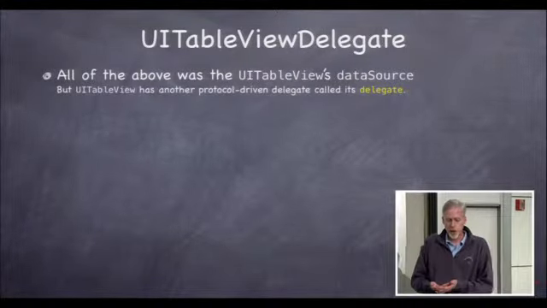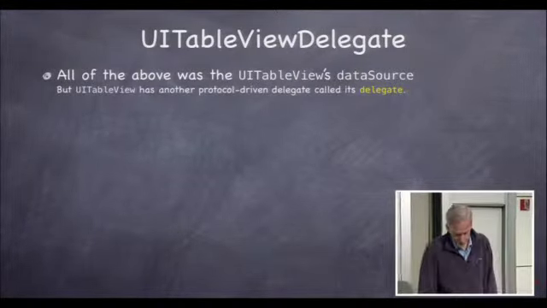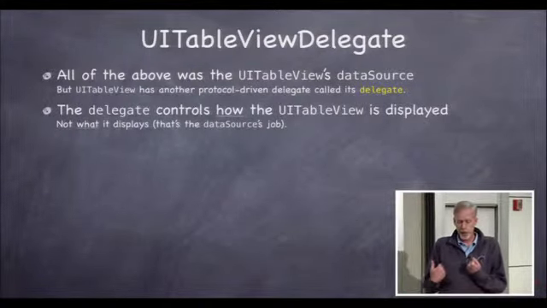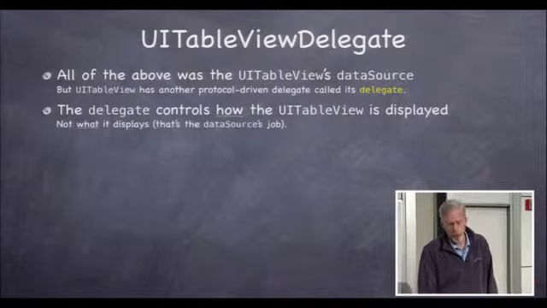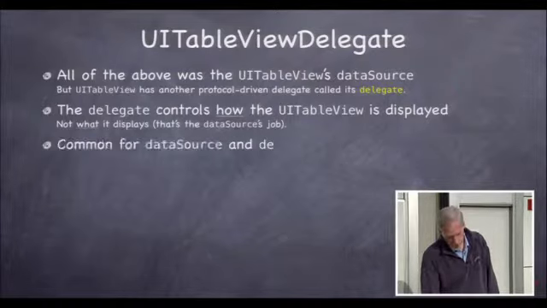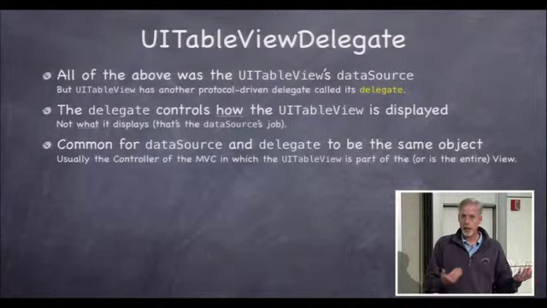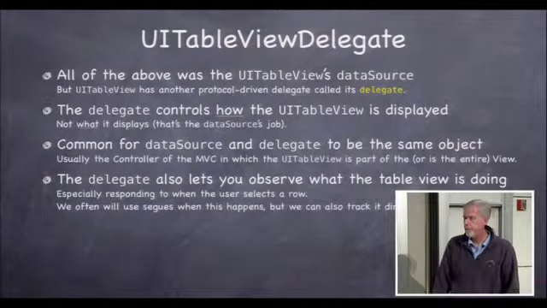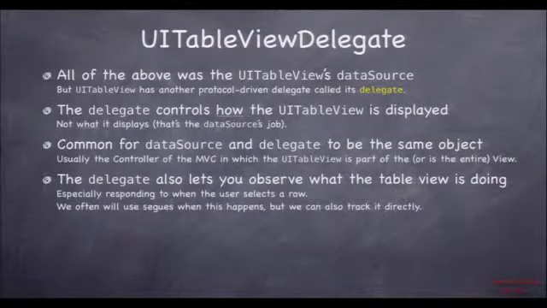The other delegate is called UITableViewDelegate. It controls how the table is drawn, not what data is in the table, but how it's displayed. So things like how tall are the cells. It's common for the data source and delegate to be the same object, usually the UITableViewController. You can also observe the delegate has a lot of "did happen" and "will happen" kind of methods that we've seen in other delegate protocols. Probably the most interesting and important one is it'll tell you when somebody clicked on a row.